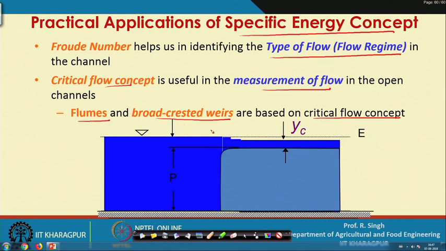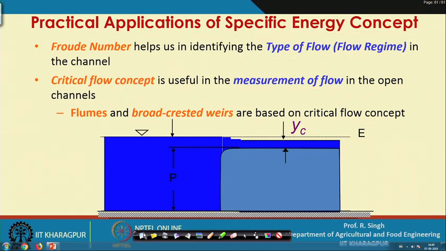If you consider the broad crested weir, we typically provide a hump in the channel bed, and because of that the flow upstream will be subcritical, because a larger depth will be there, and on the other side it is a free fall. So, the flow goes from subcritical to supercritical, and because of that there will be a critical flow depth formation on the hump itself. That facilitates discharge measurement by just a single measurement on the upstream side. That is the concept on which broad crested weirs work, based on the specific energy concept.